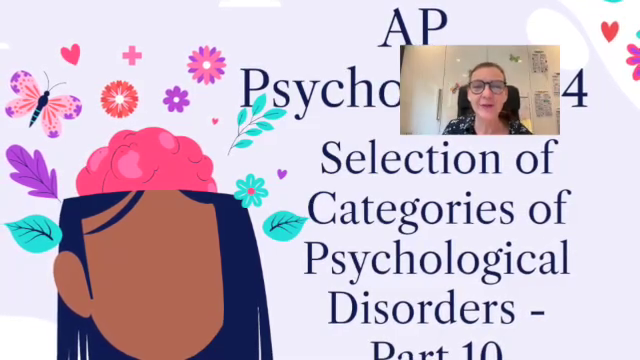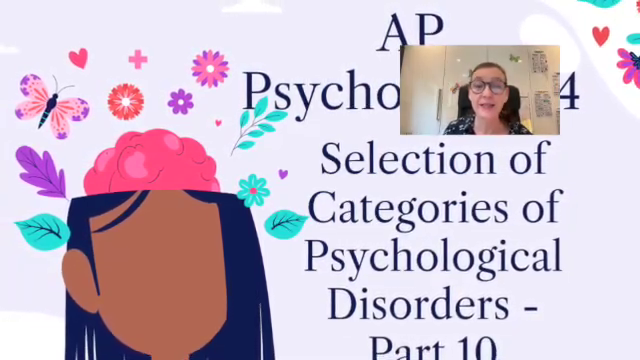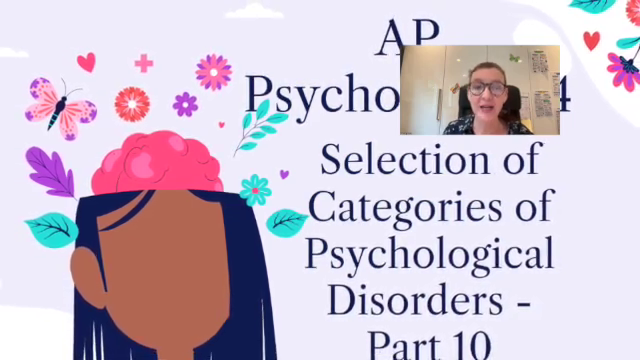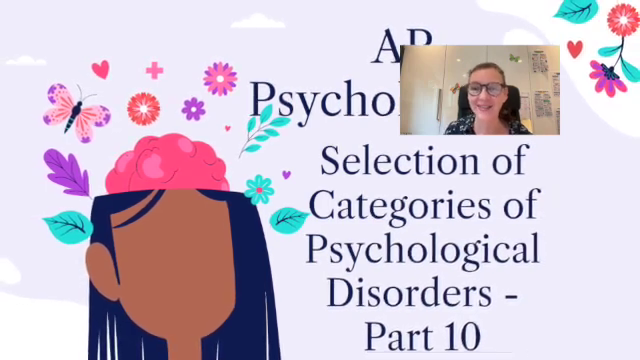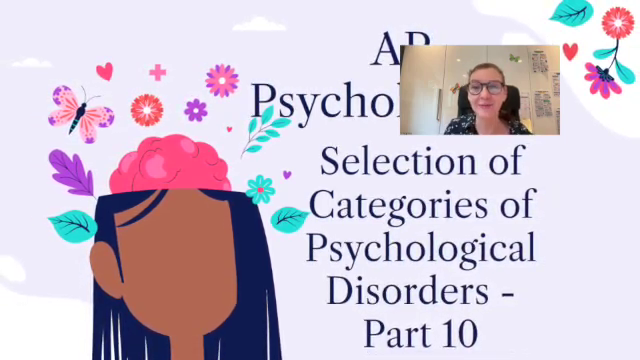I'm Deborah Hanson, and today we're going to look at AP Psychology 5.4, Selection of Categories of Psychological Disorders. There are 10 CED questions for this section of Unit 5, and this is the 10th one. So hang on, here we go. We're going to break them all down for you.